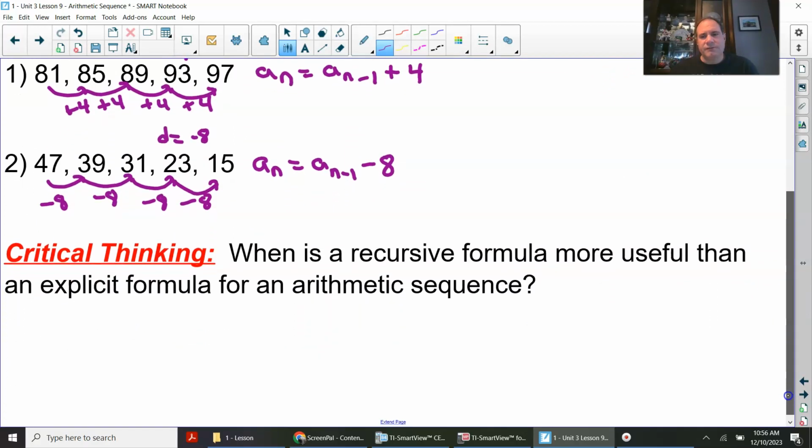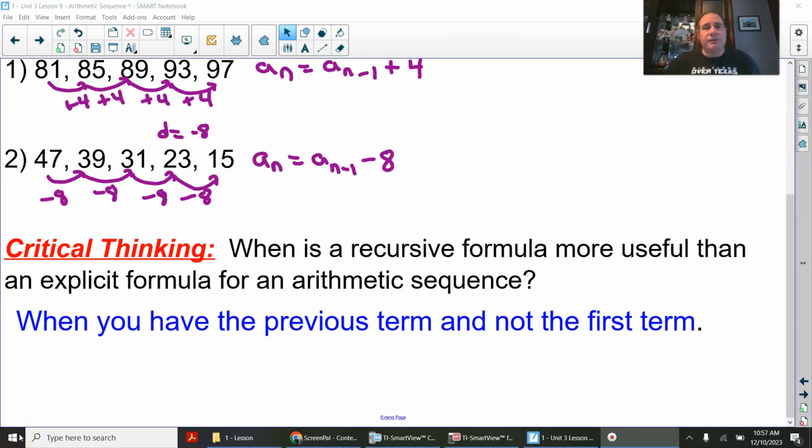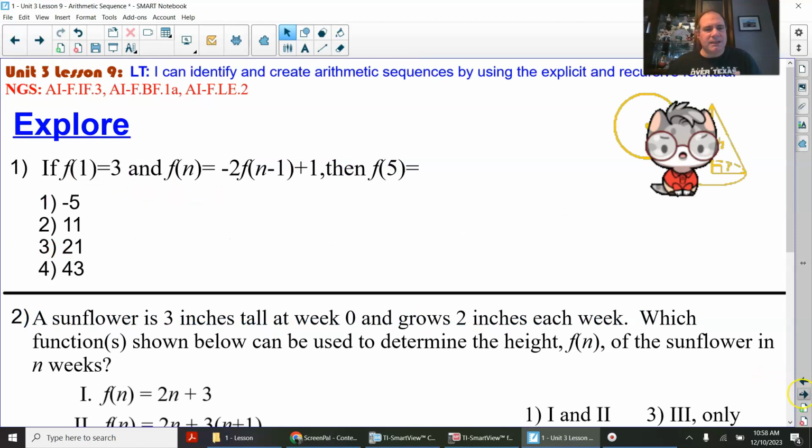So when is a recursive formula more useful than an explicit formula for an arithmetic sequence? It is more useful than an explicit formula when you have the previous term and not necessarily the first term. If that first term is not given, then the recursive formula is more useful to figure out what that next term is.